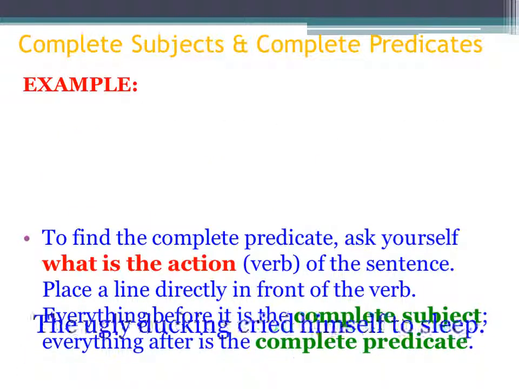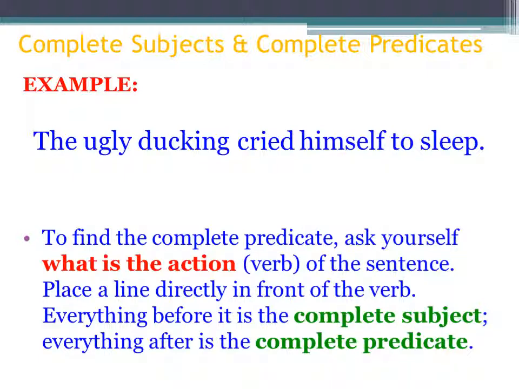One more example. This sentence is, again, a little bit longer. The sentence says, "The ugly duckling cried himself to sleep." We have to find the action in this sentence. Is it ugly? Well, ugly isn't an action. It's not something that you can do. What about himself? Well, himself is talking about a specific person, or in this case, a duck, so it can't be an action. Maybe the word cried? Cried is our action in this sentence.